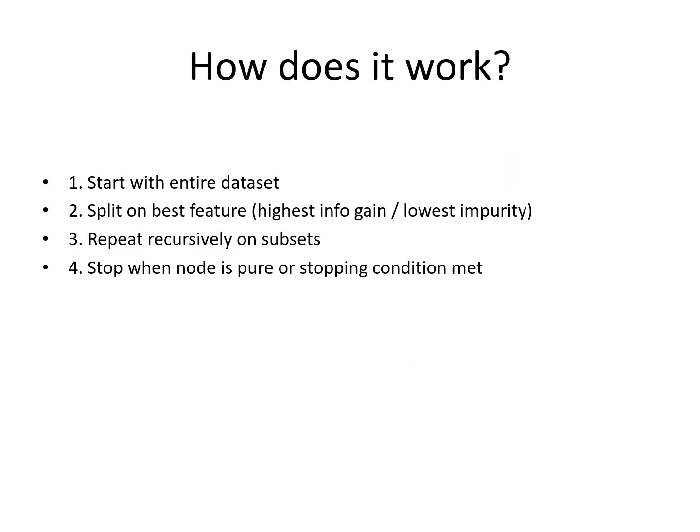So how a decision tree works is you start with the entire data set, and then the next thing is to split on the best feature based on what we are going to see later, which is what we call the highest information gain, or maybe based on the lowest impurity, and then repeat that process recursively on the subsets of that data set, and only stop when a node is pure or a stopping condition is met.